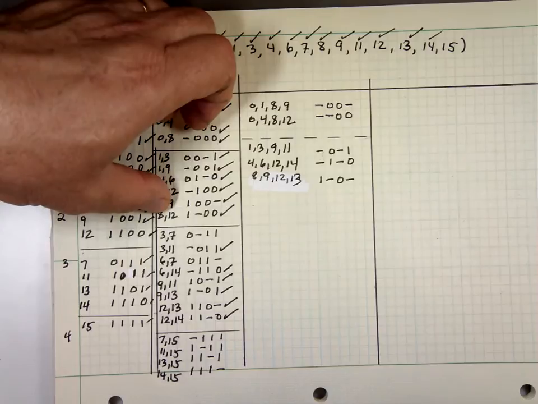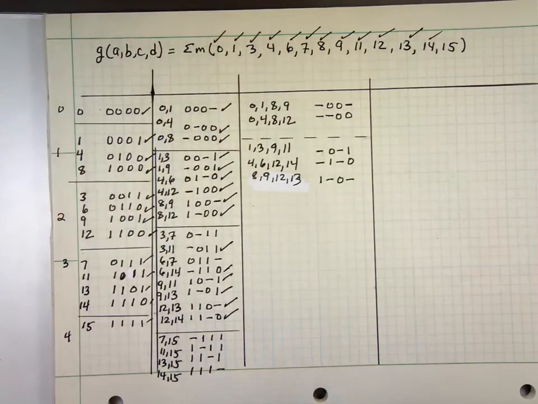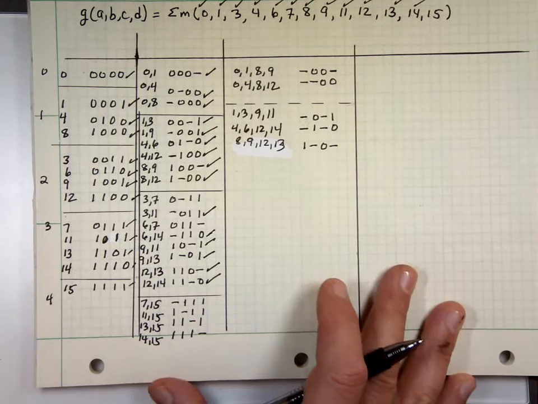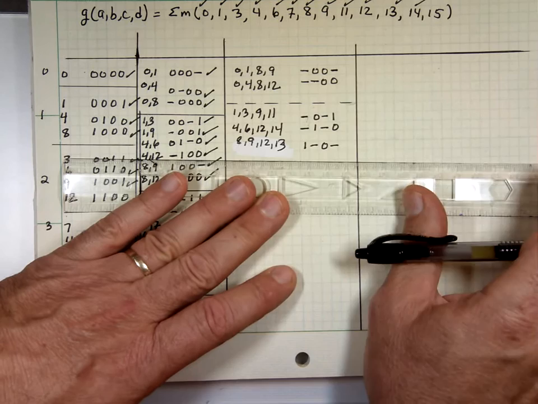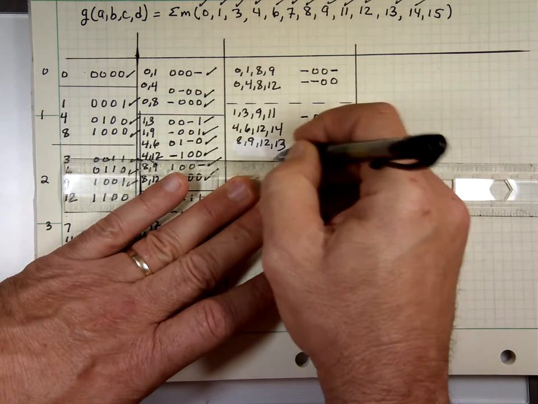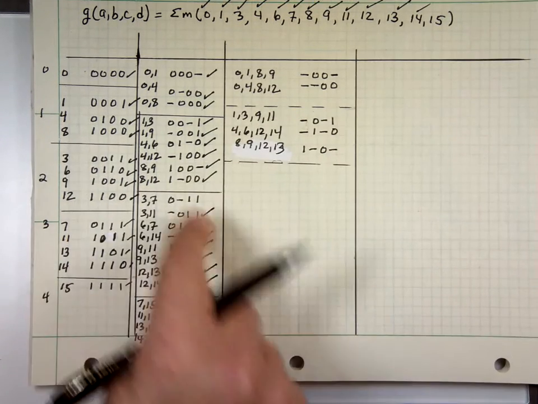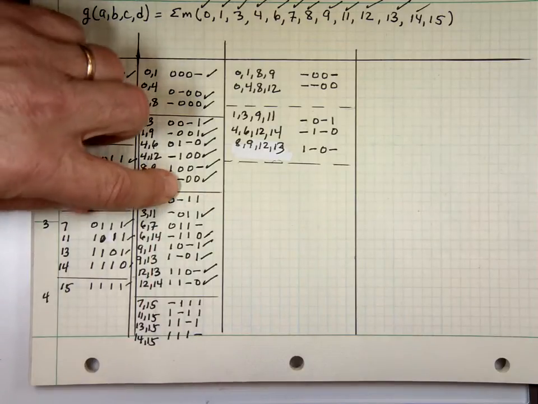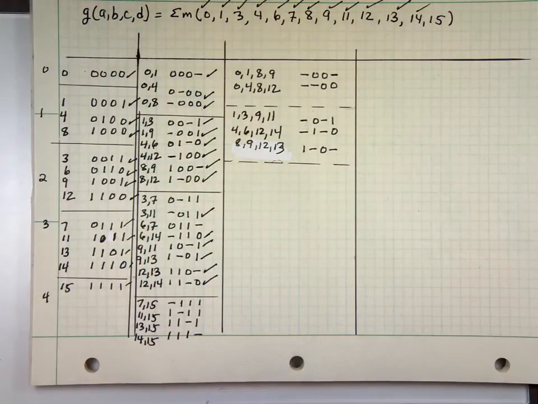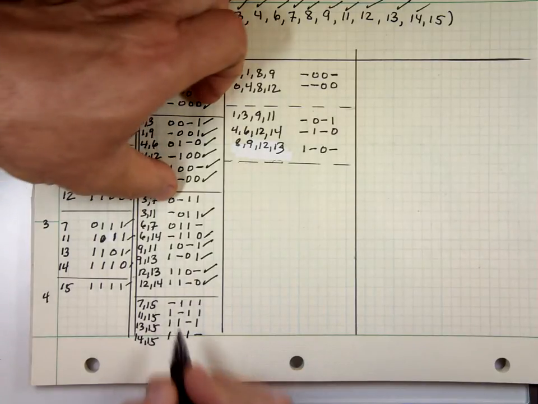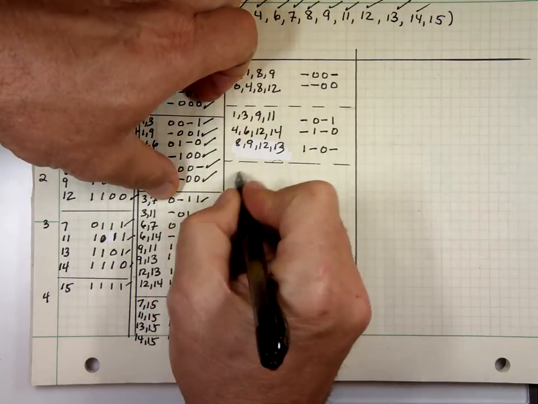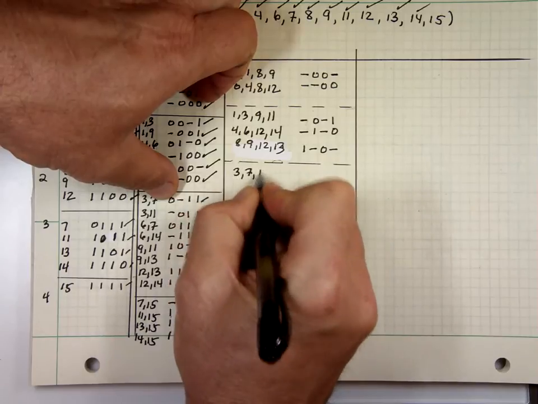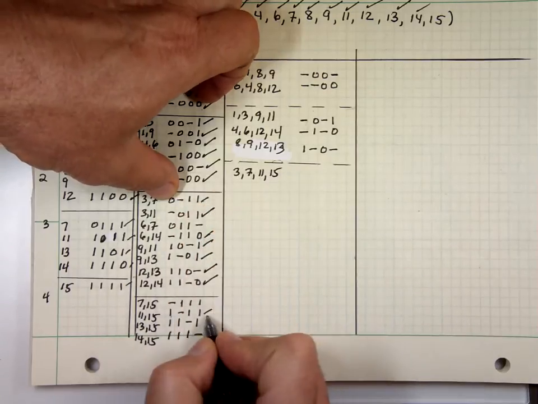Nice. Making progress, making progress. I would love to get a check mark here, but if I don't get it, no big deal. You know? Now, the last group. 3 and 7, 11, 15. Yes. 3, 7, 11, 15. I get check marks on them, and that'll give me what? Dash, dash, 1, 1.